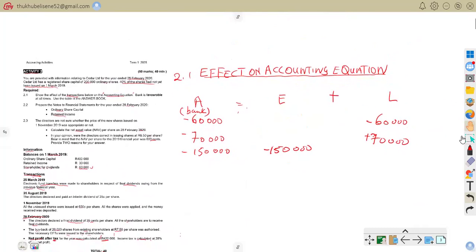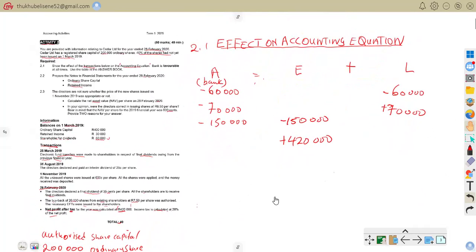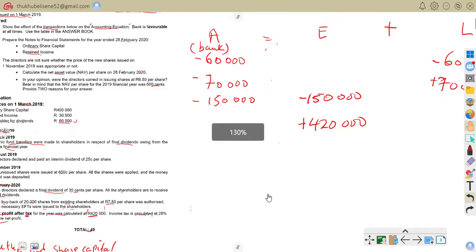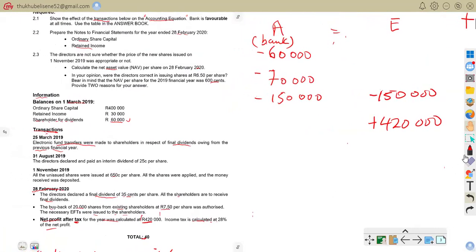So here we are, and we are going to write our 420,000. So remember, it was after tax, that is net profit after tax, 420,000. So this one increases what? Our owner's equity. So that is how simple it is. So now let us go to another transaction and see the effect of them on our accounting equation.